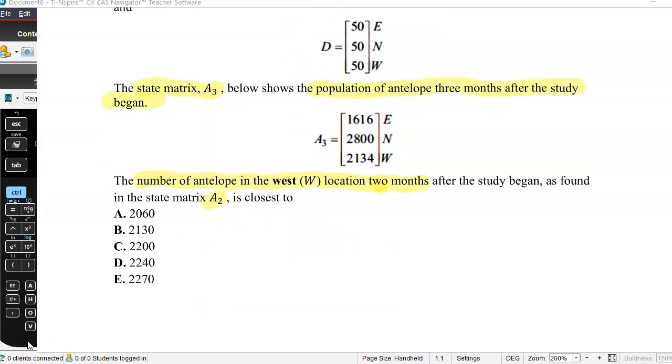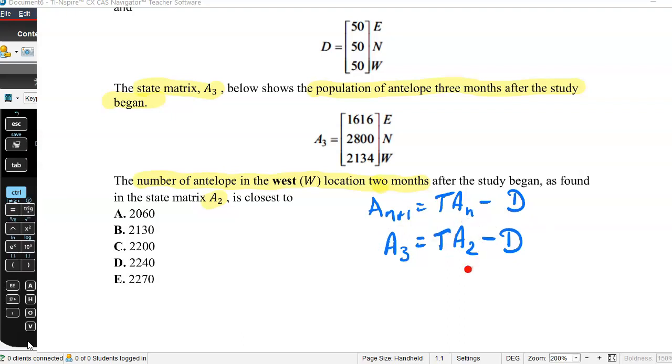So let's set this up as an equation first. We know A_{n+1} equals T A_n minus D. All right. So we know A3 is equal to T times A2 minus D. We know what that is, we know what that is, we know what that is. We need to figure out what A2 is.